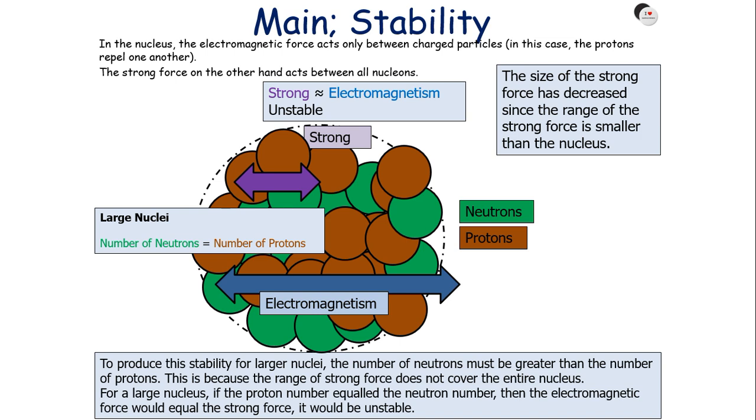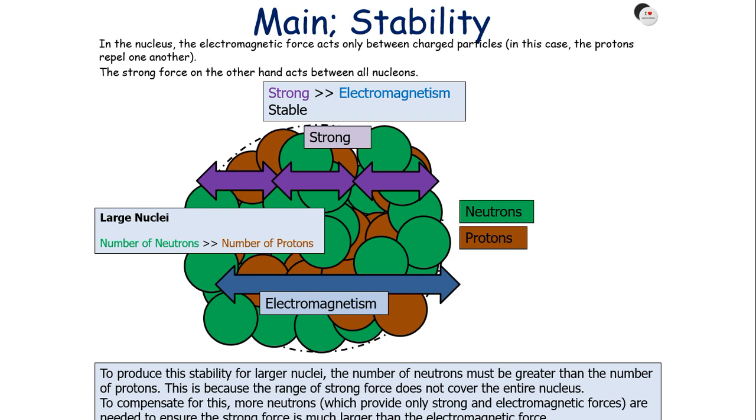Now, for large nuclei, though, we've got an issue, because if your number of neutrons equals the number of protons, it's actually about equal in size. So you've actually got an unstable nucleus. Well, why is that? Well, it's because the strong force has a range of 10 to the minus 15 meters. And in a large nucleus, the nucleons on either side of the nucleus are more than 10 to the minus 15 meters away from each other, so they can't attract each other by the strong force, but they'll still repel each other by the electromagnetic force because that has an infinite range.